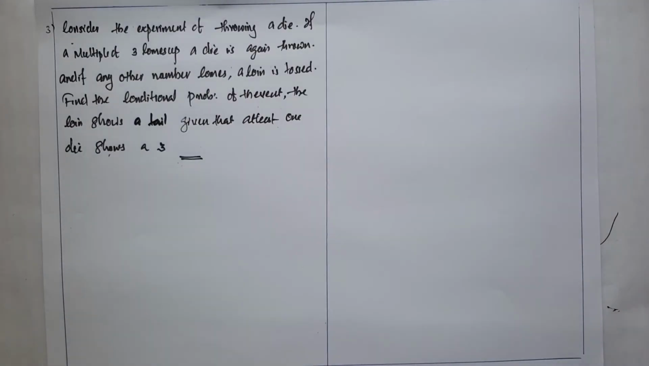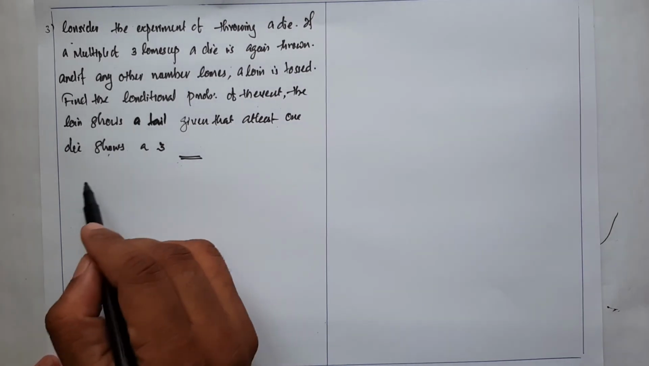Okay, we'll do one more question similar to this type. Consider the experiment of throwing a die. If a multiple of 3 comes up, a die is thrown again. And if any other number comes, a coin is tossed. Find the conditional probability that the coin shows a tail, given that at least one die shows 3.